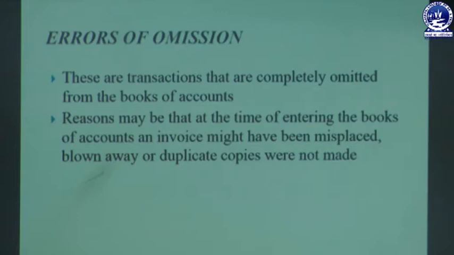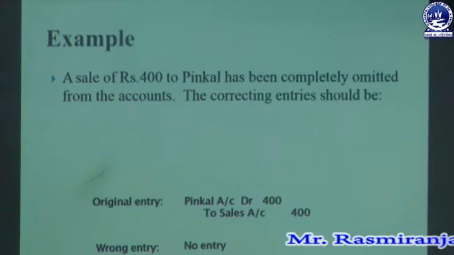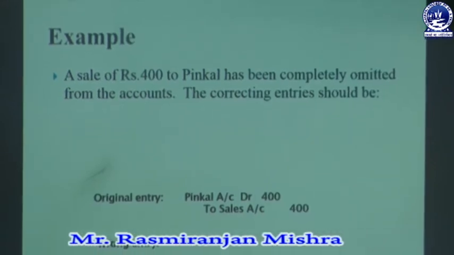The reason may be that at the time of entering the books of account, an invoice might have been misplaced, blown away, or duplicate copies were not made. Why is that type of omission made? Because at the time of recording the transaction, in certain cases invoices may be misplaced or duplicate copies of the invoice were not made. So we omit that, and this is one type of error that is not disclosed. One example is a sale of rupees 400 to Pinkol that has been completely omitted from the accounts.